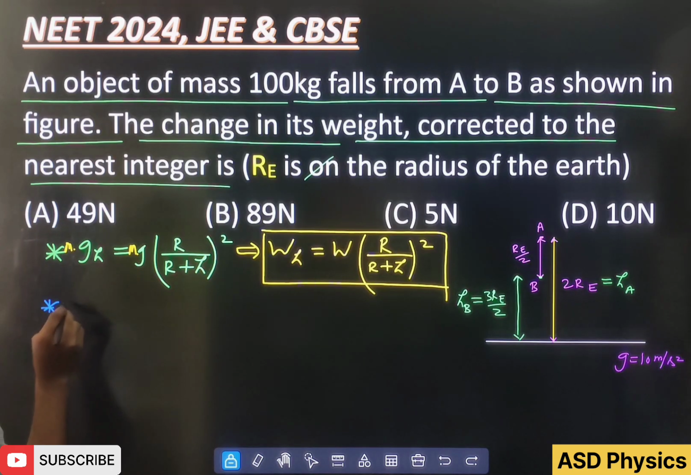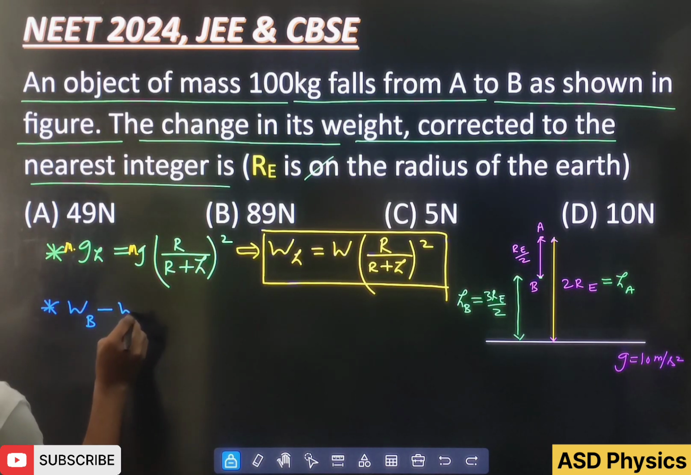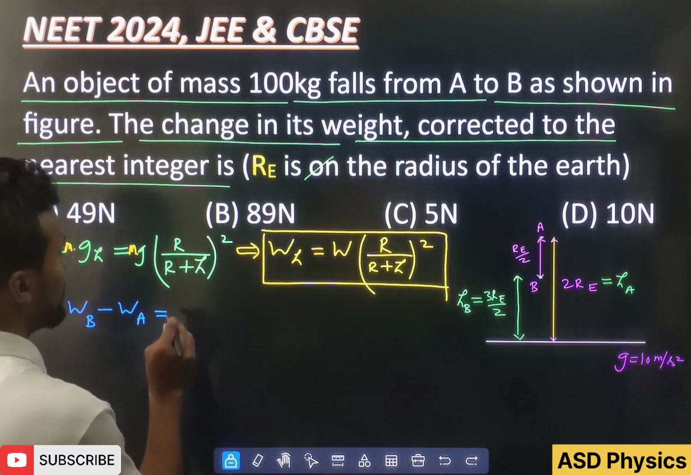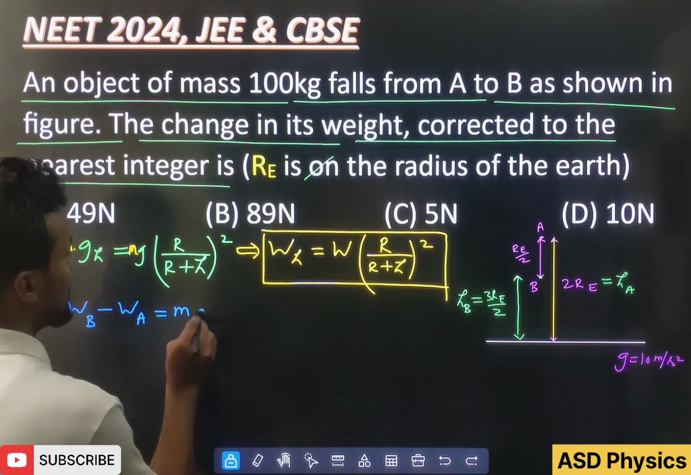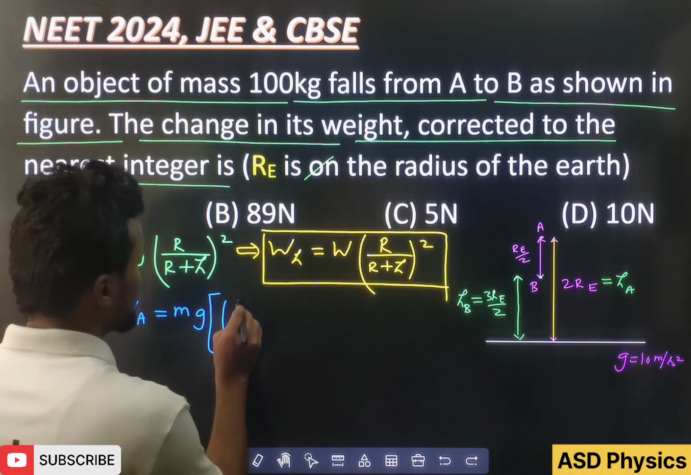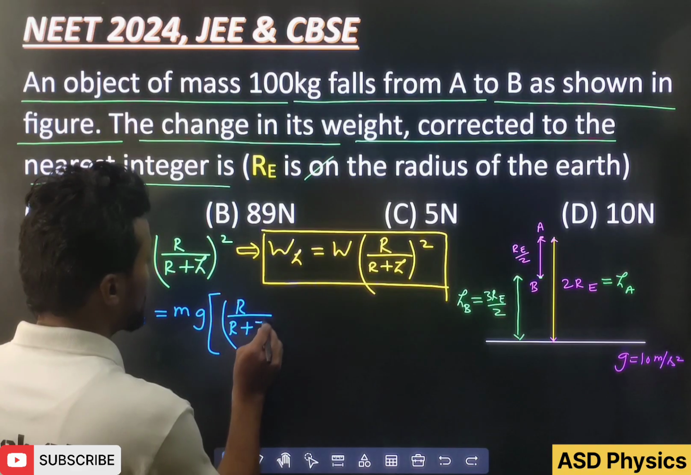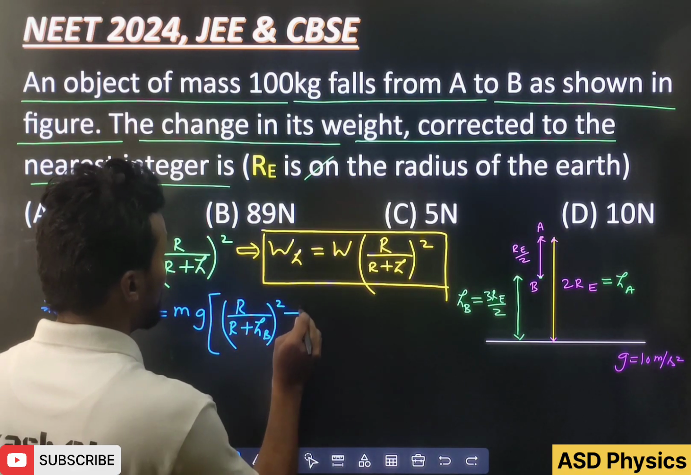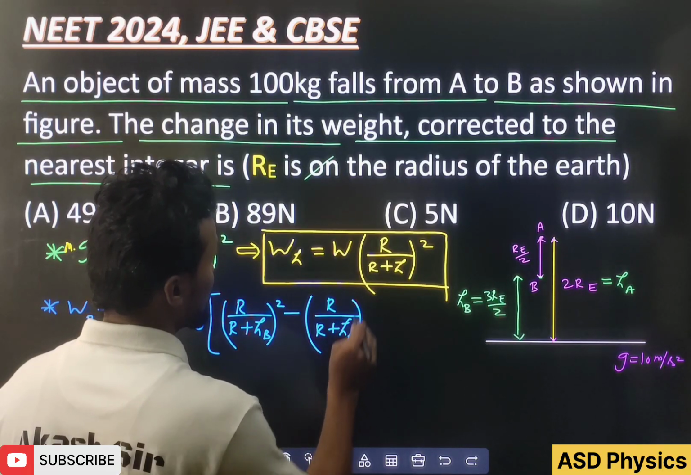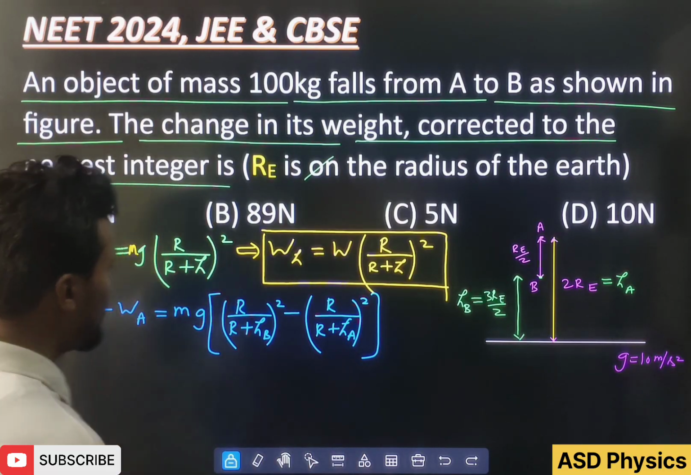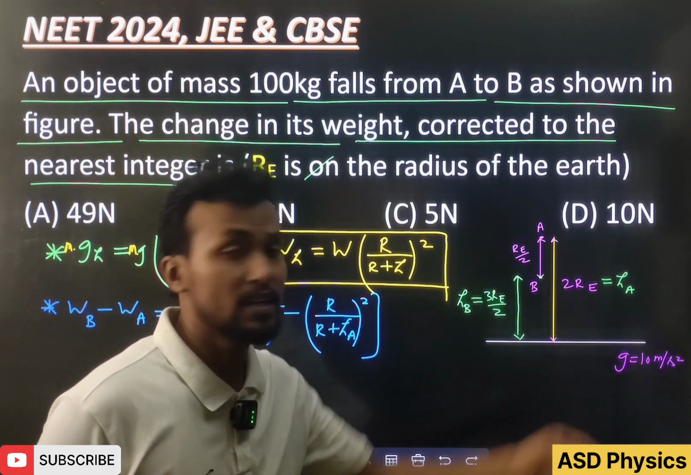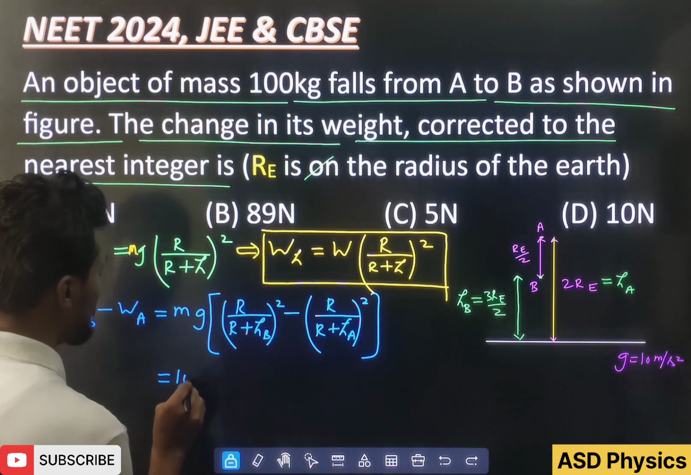So here if I write the weight at point B minus weight at point A, what is the formula? Weight means mg, so I can write mg, and at point B it will come R by R plus HB whole square minus R by R plus HA whole square. Now next we are just going to write the values. Mass how much? 100 kg. Gravity value is 10, so 100 into 10 means 1000.